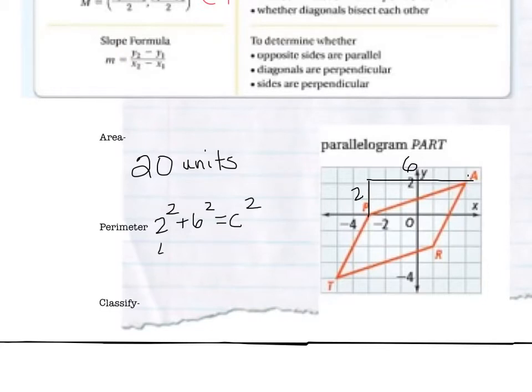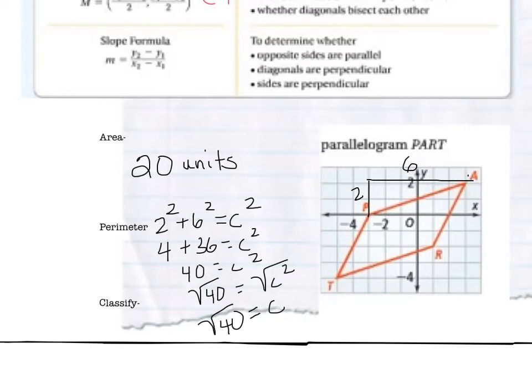So this is going to give us 4 plus 36. And if we take the square root, we're going to get c equals the square root of 40, which is the length of PA. That's the measure of that side. So that's how long this side is. So trying to find the perimeter, we found one side, and we want to do that for all 4 sides.